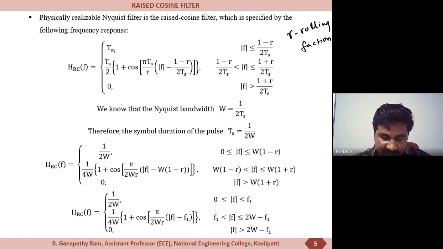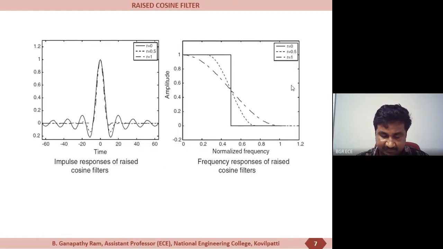in which the frequency response of the raised cosine filter is represented as Ts, that is the symbol duration, for frequencies up to 1 minus R by 2Ts, and it is represented by Ts by 2 multiplied by 1 plus cos of pi Ts by R into f minus 1 minus R by 2Ts, between 1 minus R by 2Ts and 1 plus R by 2Ts, and 0 for frequencies greater than 1 plus R by 2Ts, which is represented like this. This is the frequency response of the filter.